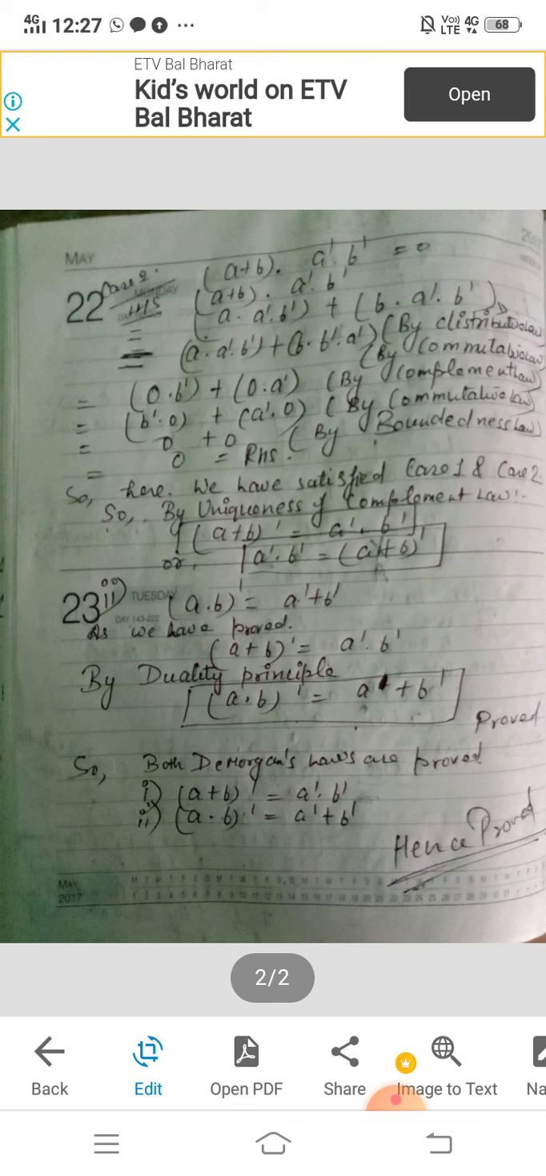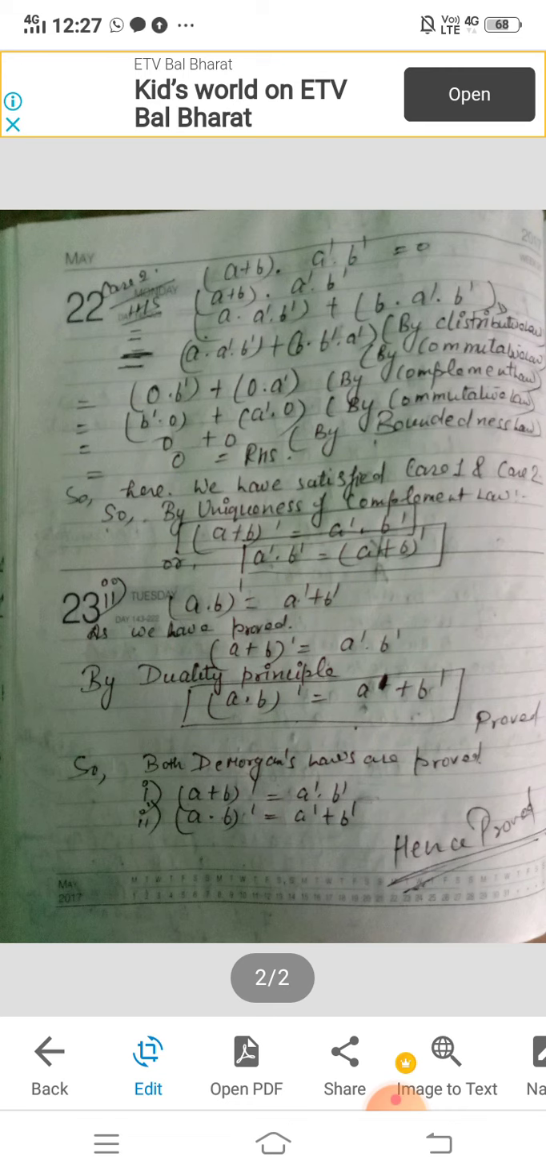A dot A dash dot B dash in bracket, plus B dot A dash dot B dash in bracket. By distributive law we have done this. Now again we can see there is the second law of complement law, A dot A dash, B dot B dash. So we will bring them together by using commutative law. Afterward we will use complement law, A dot A dash is equal to 0. Similarly B dot B dash will be 0. So the next step is 0 dot B dash plus 0 dot A dash.